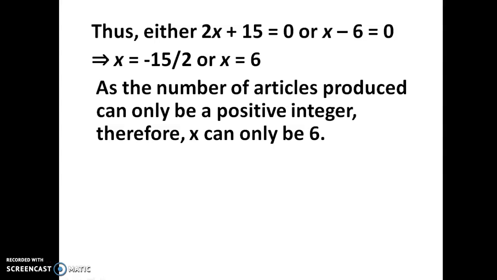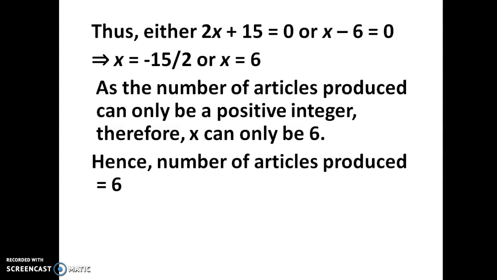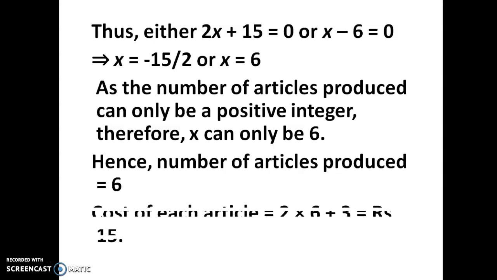So the number of products is 6. And one more question they asked, what is the cost of each article? It is 2x plus 3. So 2 into 6 plus 3. So 2 into 6 is 12. 12 plus 3 is 15. So the cost of one article is 15 rupees.